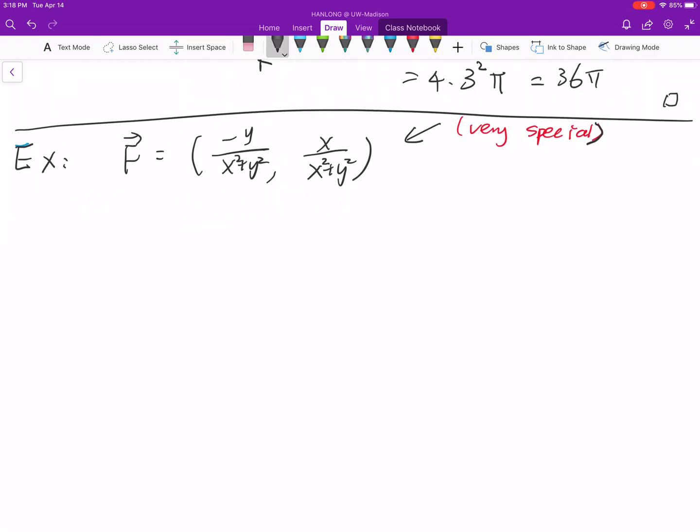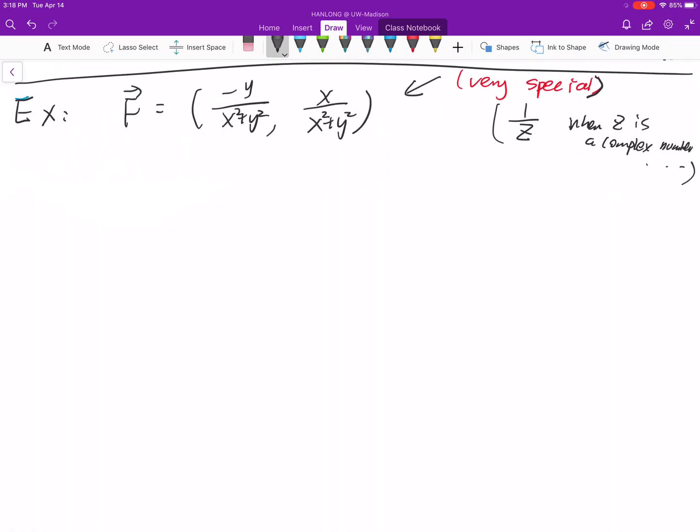And the reason is it's the real part and imaginary part of the complex, or some very simplistic function, 1 over z, when z is a complex number. But we will not talk about this. This is too advanced. But I mean, here you cannot do some arbitrary perturbation of the coefficients. Otherwise, it's not true.